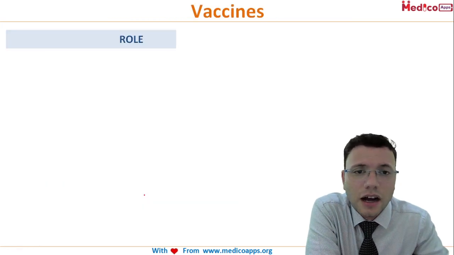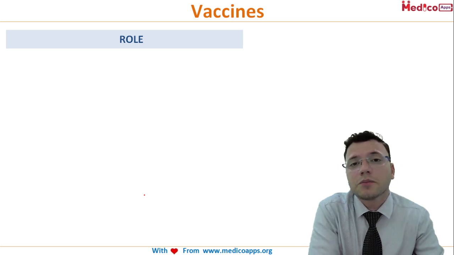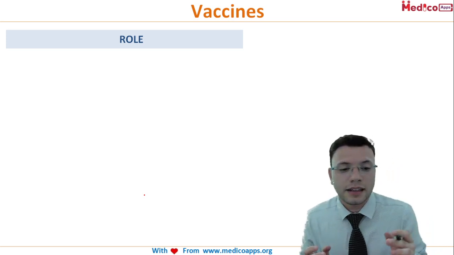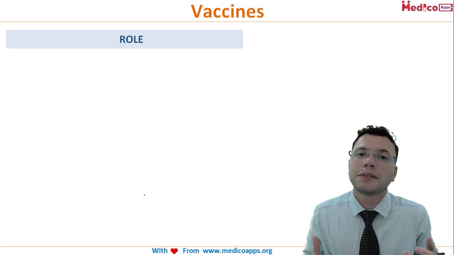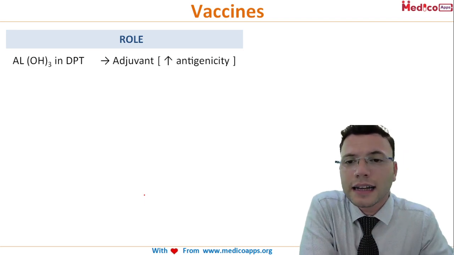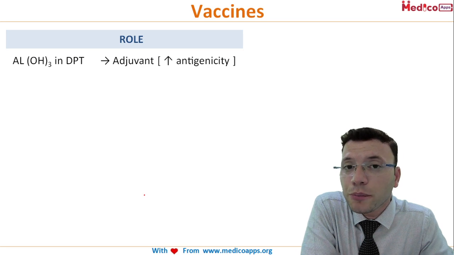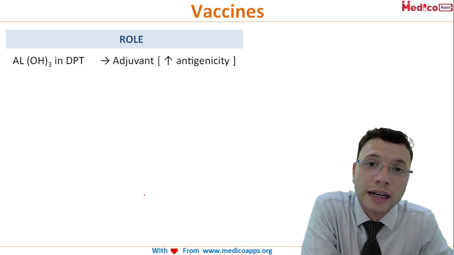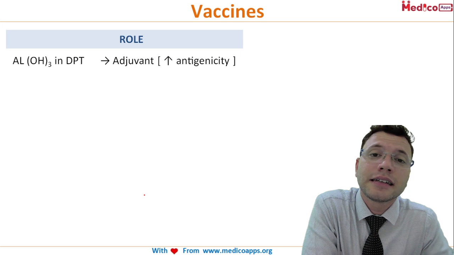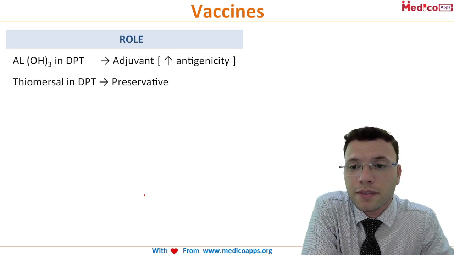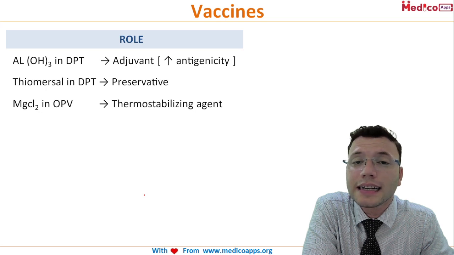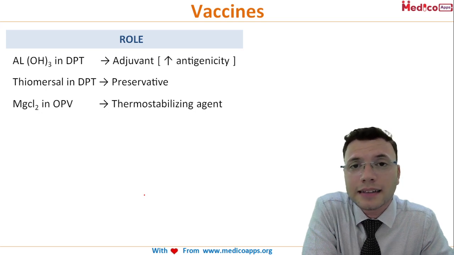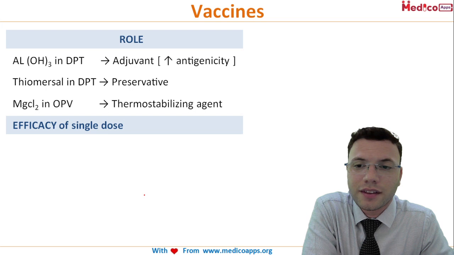Okay. So now more about vaccines. We have some things added to the vaccine, which help either in increasing the potency or in preserving. So one thing in DPT we add is aluminum hydroxide, which is an adjuvant, increasing the antigenicity or the potency of that. Thiomersal is a preservative. Magnesium chloride in OPV is a stabilizing, thermostabilizing agent.